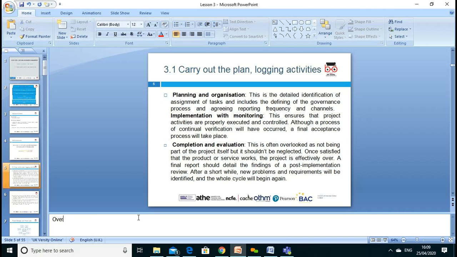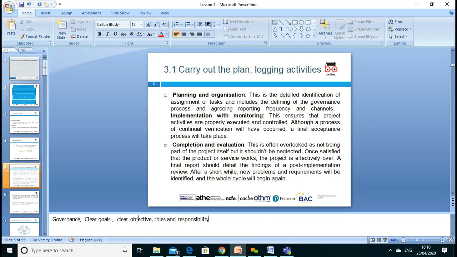Next, carrying out the plan of logging activity. When you log or design activities, we need to look at planning and organization. This is the detailed identification of the assessment task, including definition of the governance process. What is meant by governance? Who is responsible for what? Governance is very important, because sometimes conflict starts when people say, I'm not responsible for this activity within a team project. So governance means setting clear roles and clear goals.